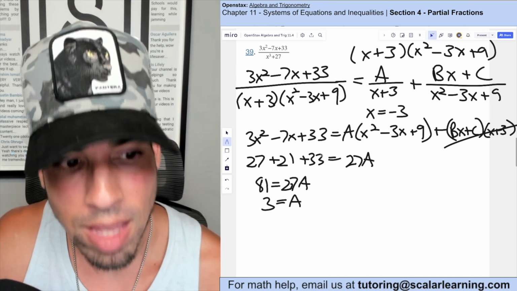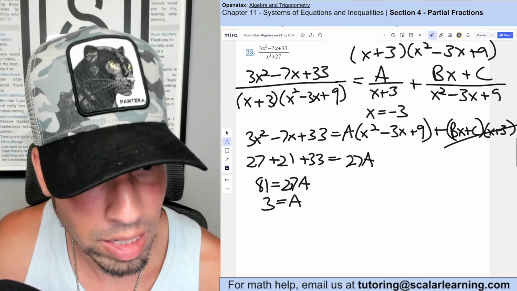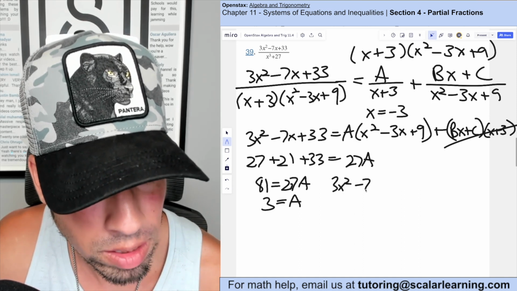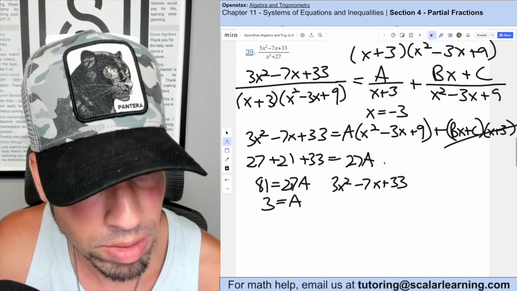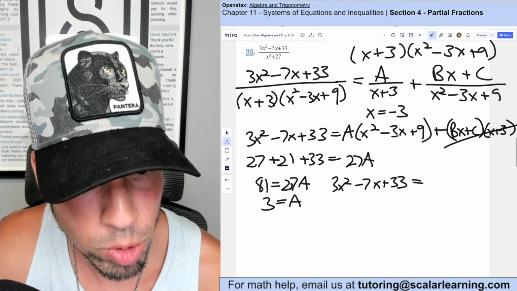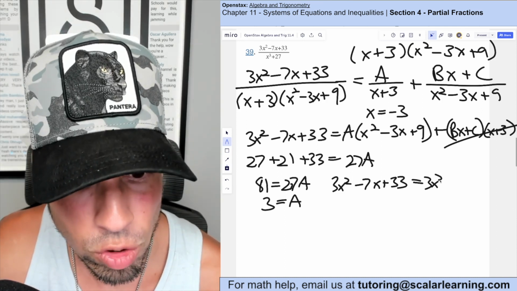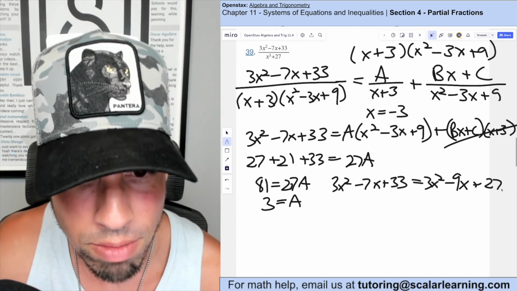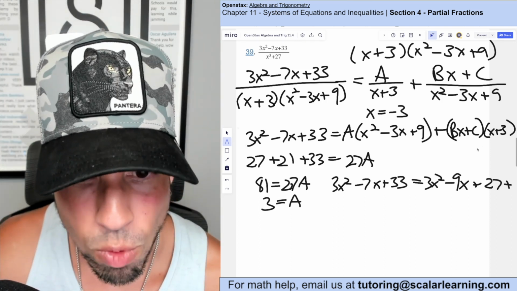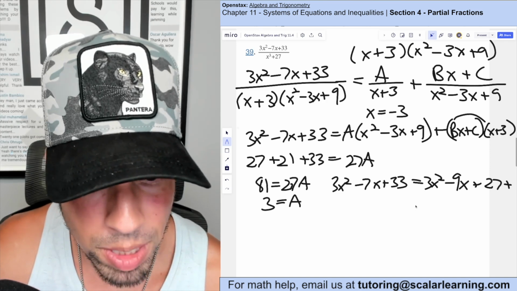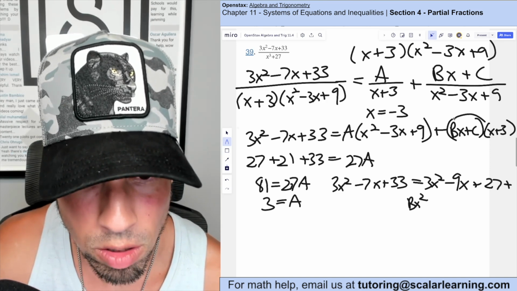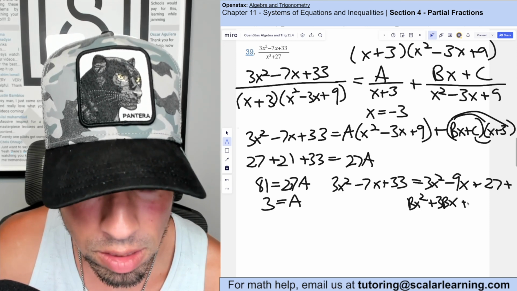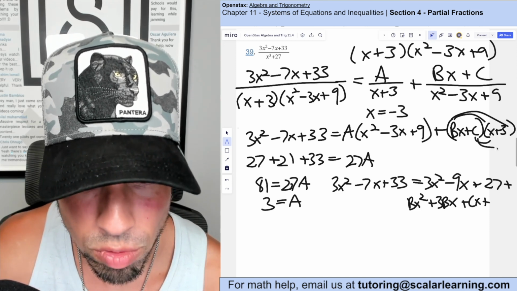Cool. We got that. Now we're going to plug in here, and we're going to distribute, right? So we have 3x squared minus 7x plus 33 on the left-hand side. Over here, distribute the 3. We have 3x squared minus 9x plus 3 times 9 is 27. And then we're going to rewrite this FOILed out. And so it's Bx squared plus 3Bx plus Cx plus 3C.